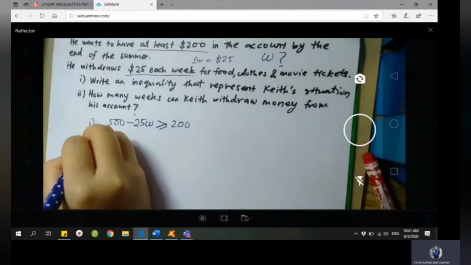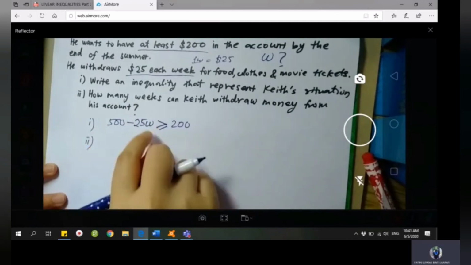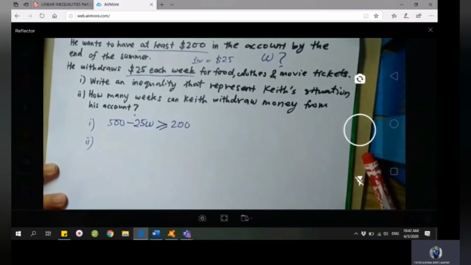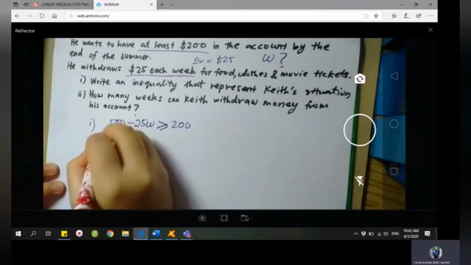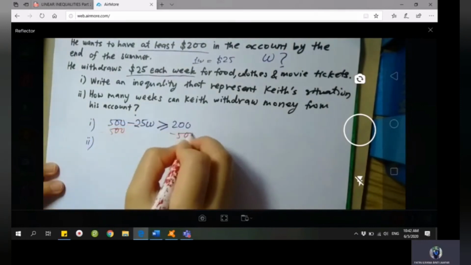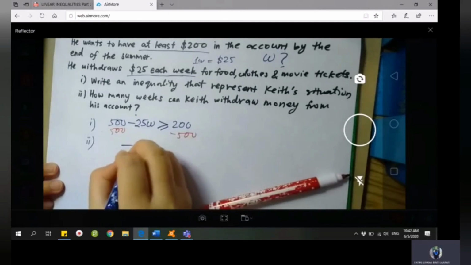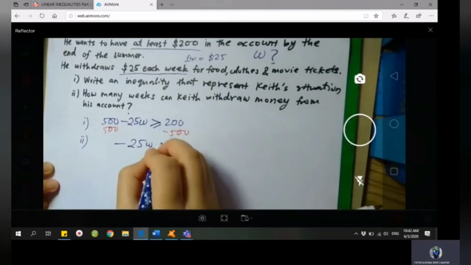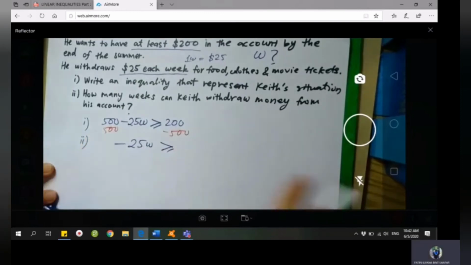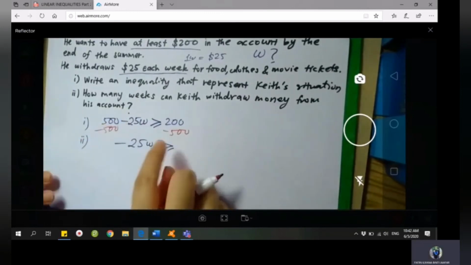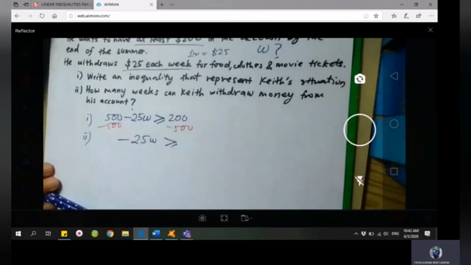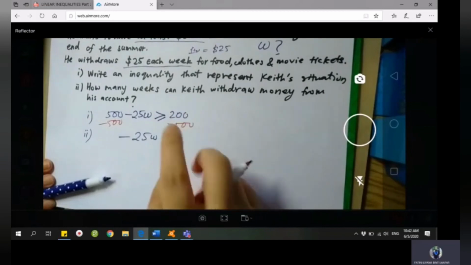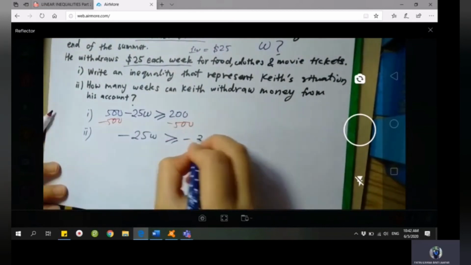Okay, so number 2 daripada ni kita selesaikan. Kita nak tahu berapa minggu. W ni represent how many weeks. Okay, so negative 25W akan stay dulu. Kita get rid 500. Minus 500, minus 500. So we will get negative 25W. Okay, so yang ni tolak. Kalau tolak, dia punya sign ni tak perlu tukar. Yang kena tukar kalau kita darab dengan bahagi. Untuk tolak tak perlu tukar. 200 tolak 500, kita dapat negative 300.